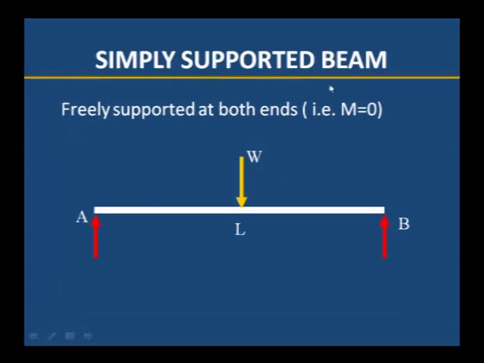Another one is the simply supported beam. A simply supported beam is supported at both ends, on two sides, and if we apply load, this type of beam is known as a simply supported beam. Two supports are there: A is one support and B is the other support.